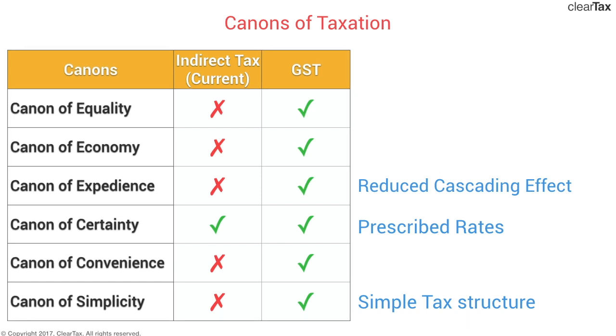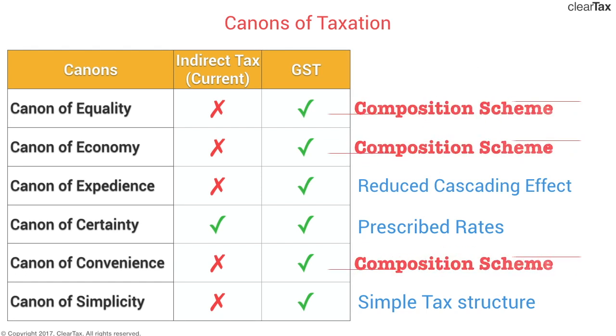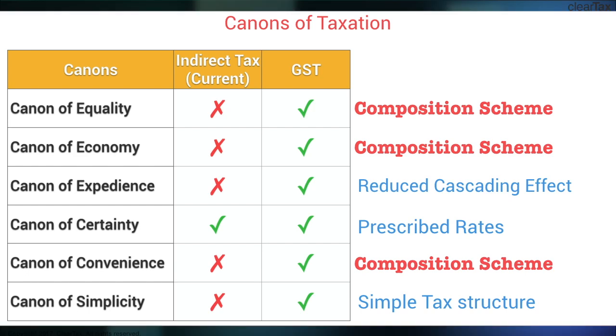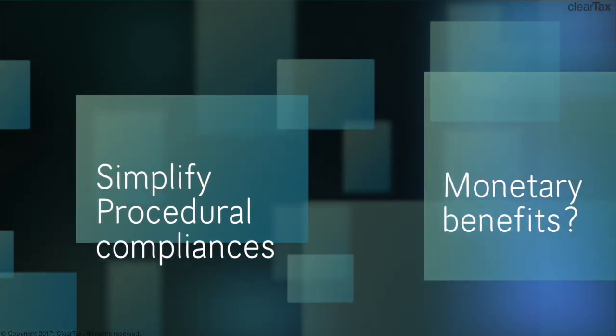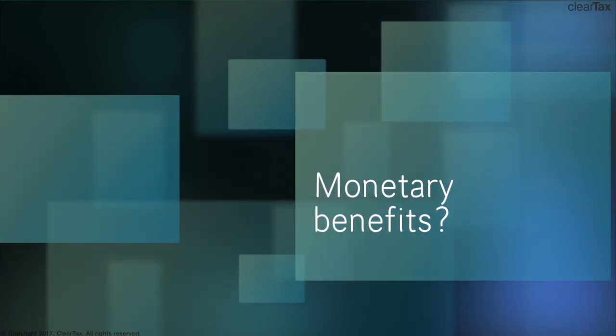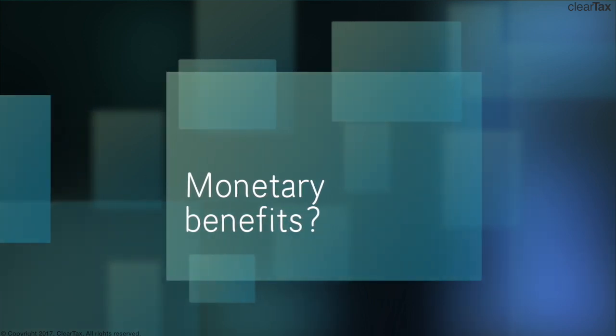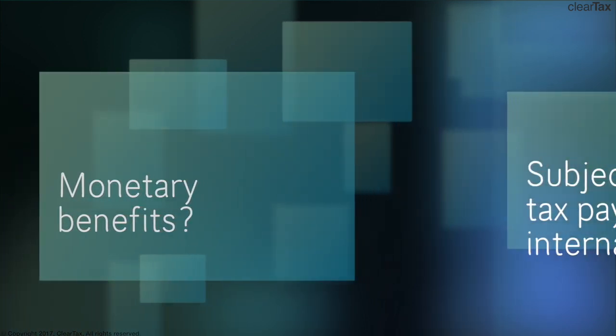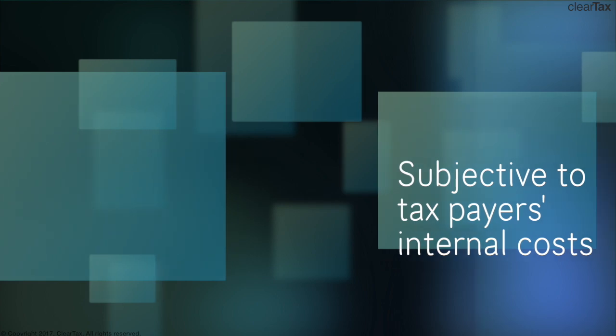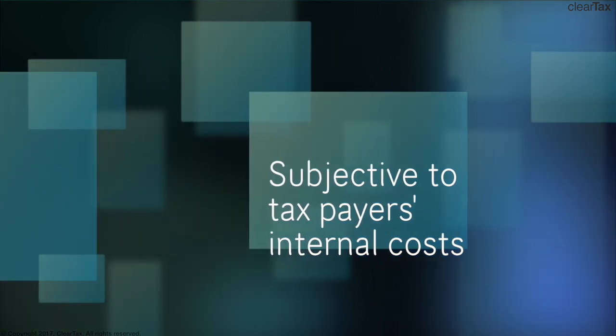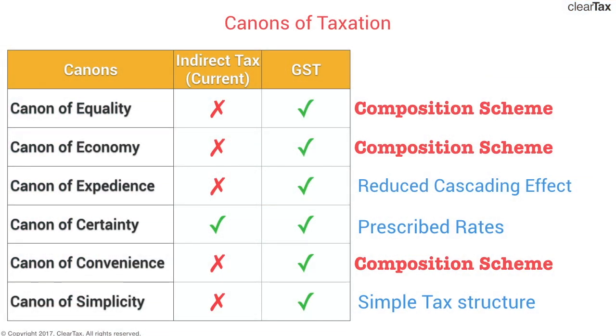That's exactly where the composition scheme offered under GST comes into the picture. The driving force behind the composition scheme is to simplify procedural compliances for the taxpayer. Whether he'll save on his tax expense or not, that is undecided. It's very subjective to each taxpayer. So the common point for anybody who opts into the composition scheme is simplified procedure for tax payment and compliance.